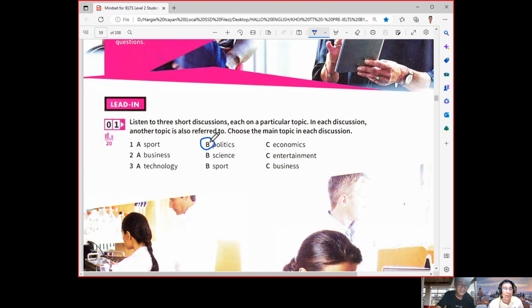Actually, they talk mainly about politics, but they also discussed a little bit about the economy of their country. And that economy is part of the politics. If, let's say for example, the one who is going to govern in that particular economy, what do you think would happen? There would be a lot of problems arising. Okay, so they talk about politics.